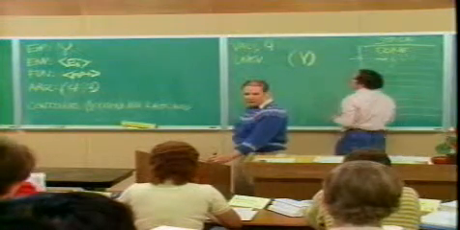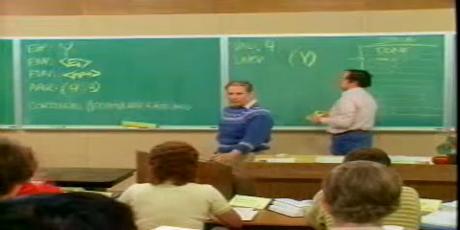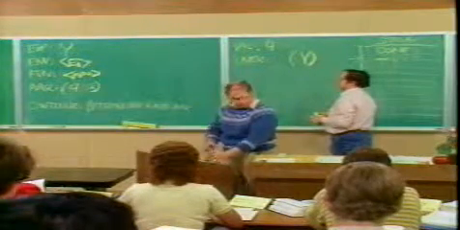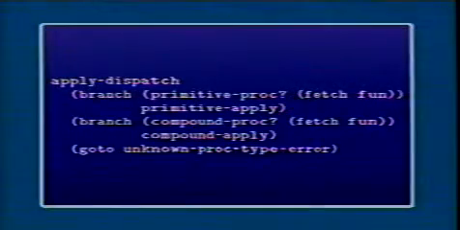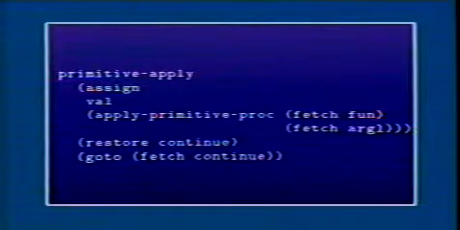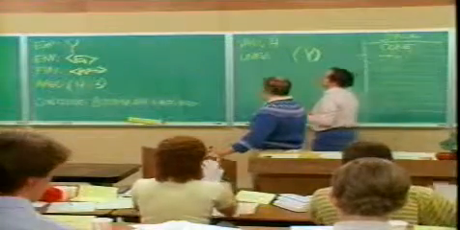So we've just gone through the eval. We evaluated the operator and the arguments, and now we're about to apply them. So we come off to apply dispatch here, and we're going to check whether it's a primitive or compound procedure. In this case, it's a primitive procedure, and we go off to primitive apply. It says assign to val the result of applying primitive procedure of the function to the argument list.